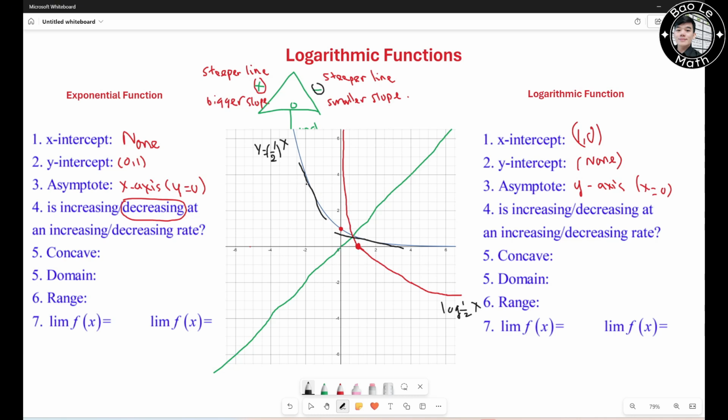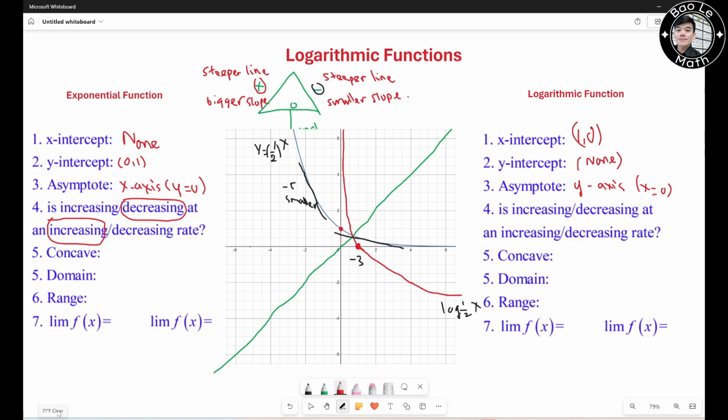You look at this guy and this guy right here. This guy right here is steeper than this guy, so the slope of this guy is smaller. For example, this guy's slope is -5, because it's going this way. The line steeper, the slope is smaller. And this guy is -3. So from -5 to -3, it's going to be increasing. So the function is decreasing at an increasing rate.